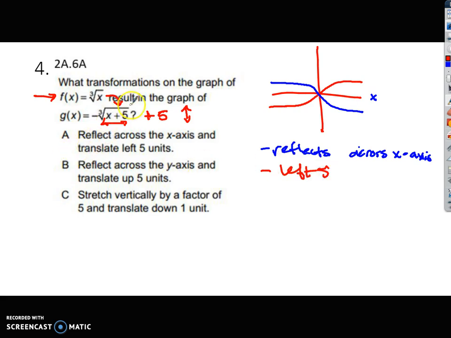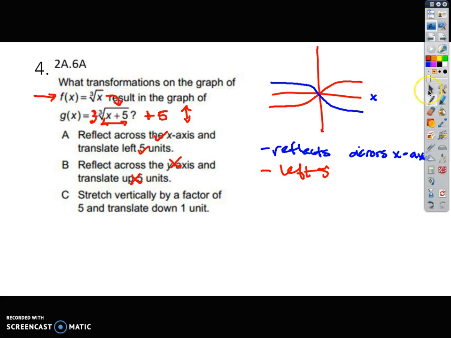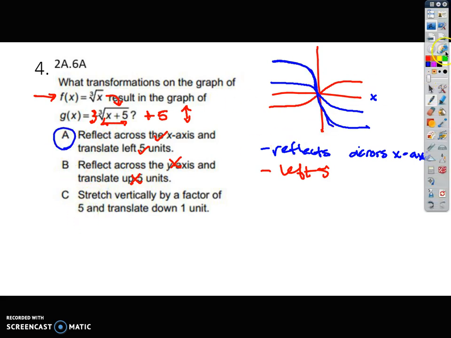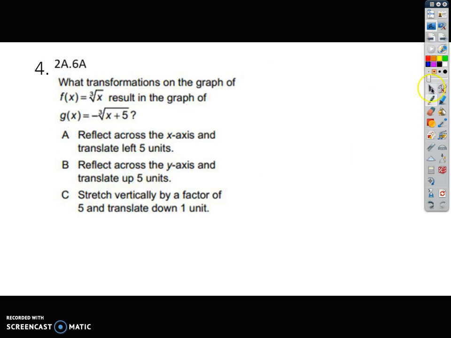So let's read the options. Those are my two transformations. Reflect across the x-axis and translate left. This one looks like it's the right answer. Reflect across the y-axis. This is definitely wrong. And translate up. This is also wrong. Stretch vertically. Vertically, this would have to change the number. So if it was like a 3 out here, then this would actually get stretched out, as in it becomes taller like that. Does that make sense? So our answer here is 4. Okay, good. Let's keep going.